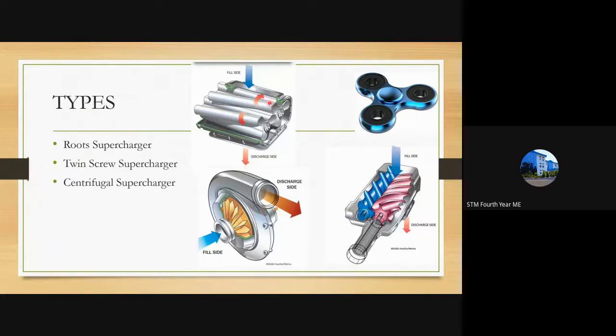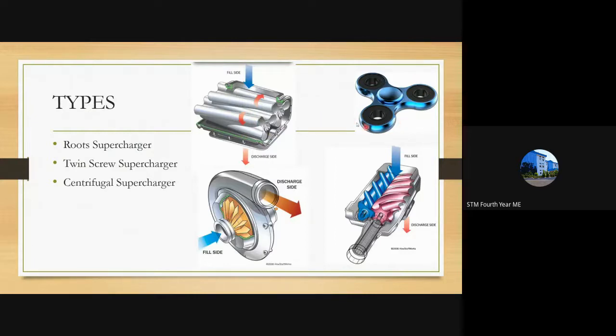Okay, next one is the roots supercharger. So I have shown you how the roots supercharger is being seen. So this is the root section. You can see how it is shaped in a specific manner. It is shaped almost the same as this thing.